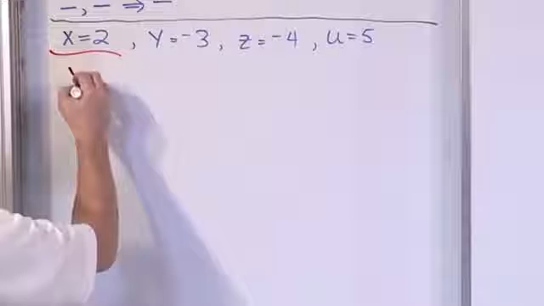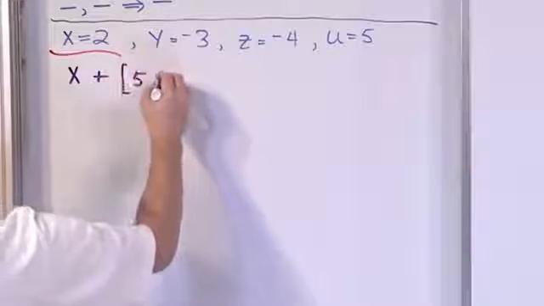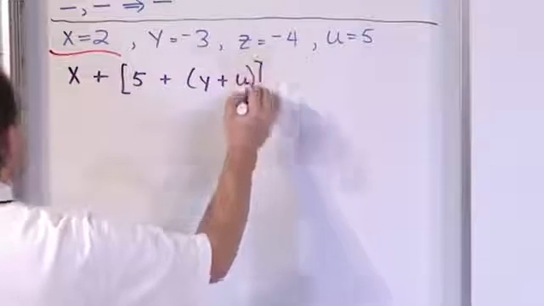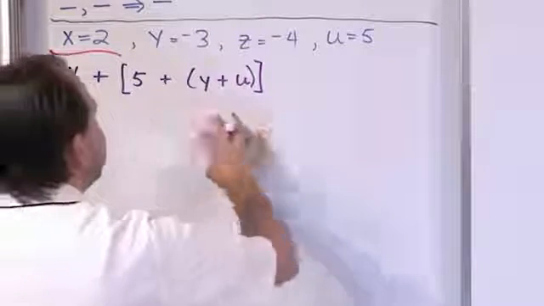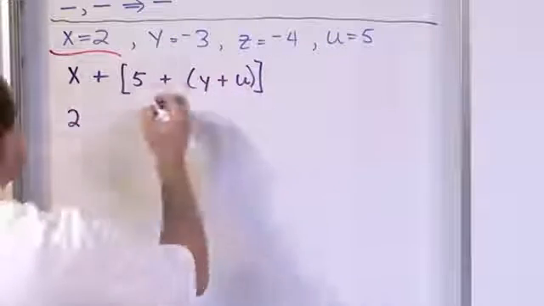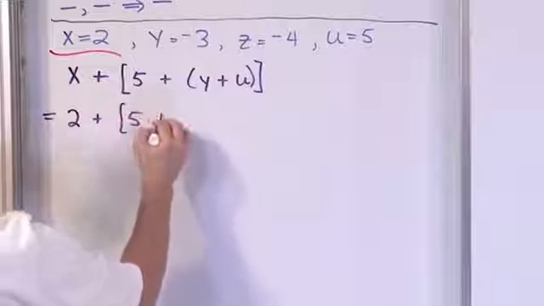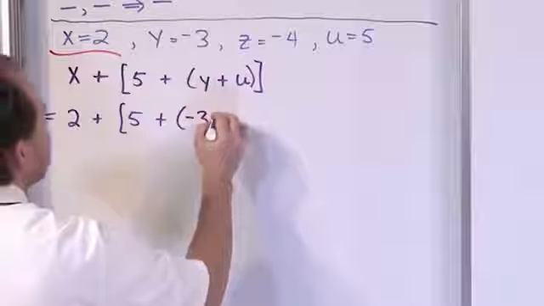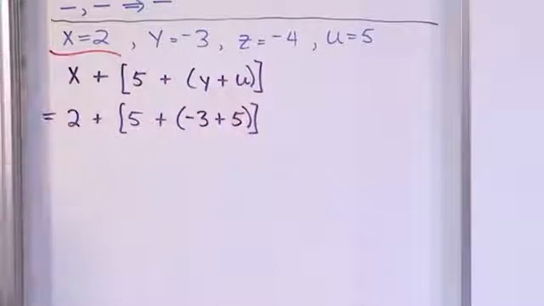All right, let's say we have x plus, and inside this bracket here we have 5 plus y plus u, close parentheses, close bracket. And this is what we're trying to do. First thing we need to do is substitute in for everything that we have. So we know that x is equal to 2, so that's going to go out here. So I'll put an equal sign here. And then on the inside, we have a 5 plus, inside here we have a y, which is negative 3, plus u, which is 5. Close and close, like this.